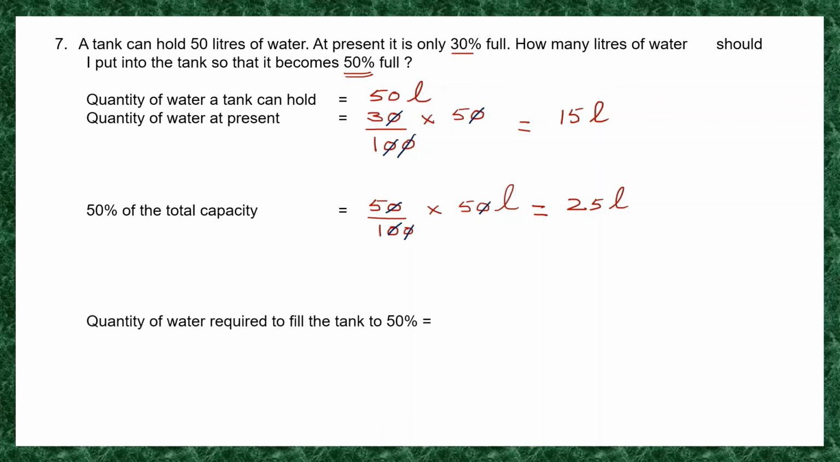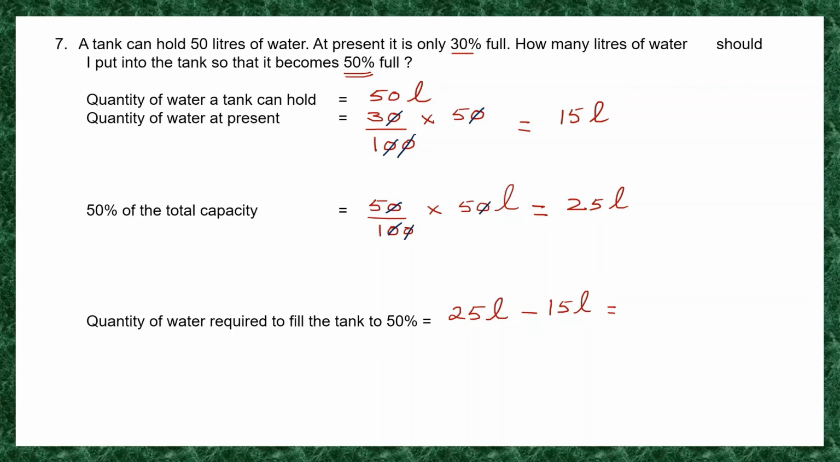Now, quantity of water required to fill the tank to 50%. Now 25 is there. Initially we have 15 and now it has to come up to 25. We already have 15 liters, but we need the tank to have 25 liters. So what do we do? How much more do we need? We have 15, we need to get 25 liters. So let's subtract the two.